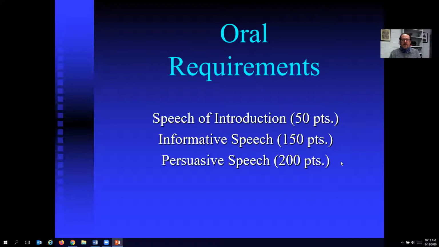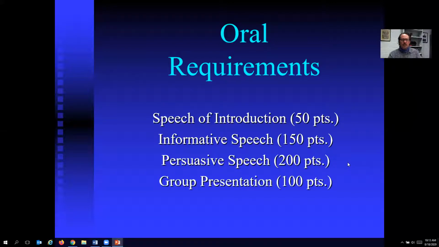Then towards the end of the semester, we will have our basic persuasive speech. You now will become advocate for something. This deals with the process of changing or reinforcing attitudes, beliefs, values, and/or behavior. Time limit is 6 to 8 minutes, and it's worth 200 points. So you see, weight-wise, your persuasive speech is worth as much as the first two combined.